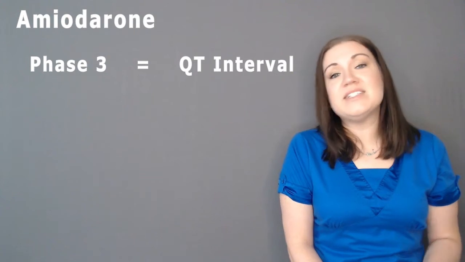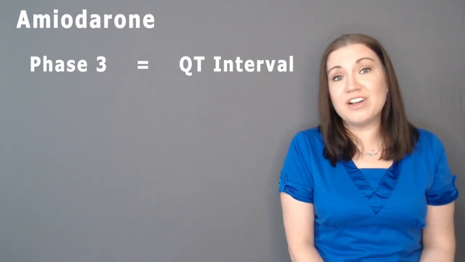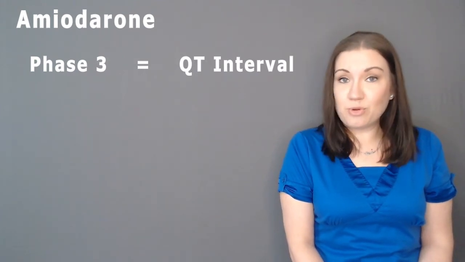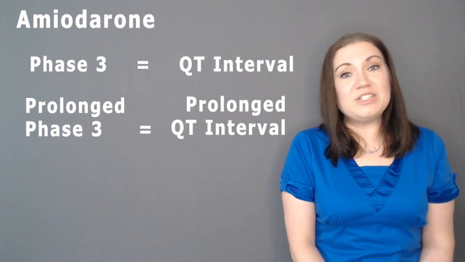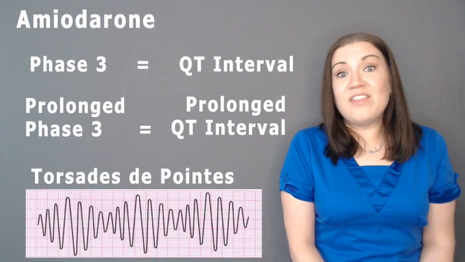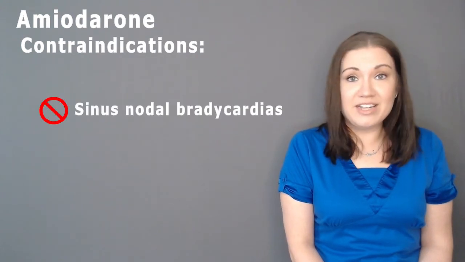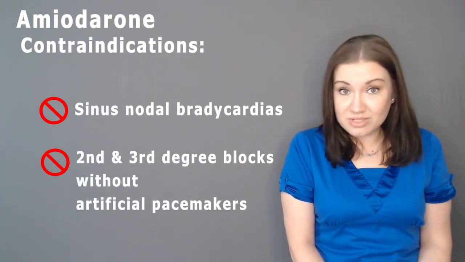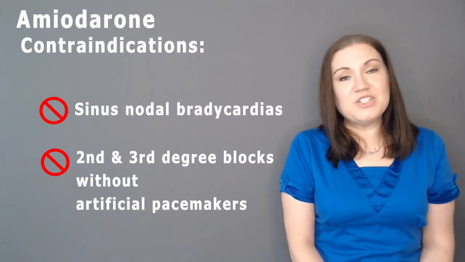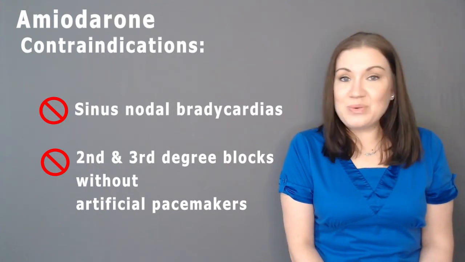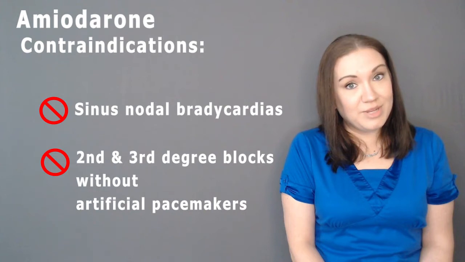On a side note, the phase 3 of the action potential equates to the QT interval on an EKG. One of the possible side effects of administering amiodarone is a prolonged QT interval, which can lead to a condition known as torsades, and that can then further turn into VFib, and we don't want that to happen. Amiodarone is contraindicated in sinus nodal bradycardias, second and third degree blocks without an artificial pacemaker. Because you have to remember, one of the side effects is slowing down the electrical conduction of the heart, and we don't want to give someone with an already slow heart rate amiodarone.